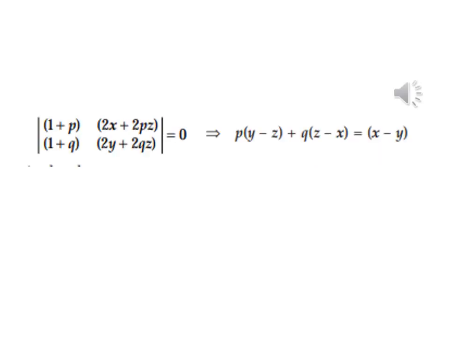Now to get the solution, we can eliminate these variables like ∂f/∂u and so on. So you use the method of determinants to solve this system of equations. We get p into (y minus z) plus q into (z minus x) equal to x minus y.